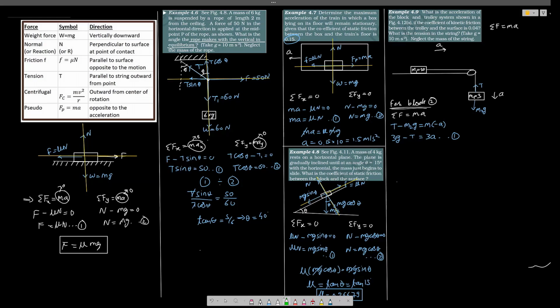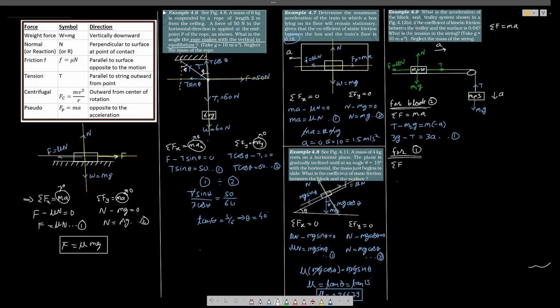Now let's go for block 1. Draw forces. First force, weight force m1g, then normal force. Then tension force will be on right side. See, string same here, so tension will also stay. Okay, and due to this tension, which is in right side, motion will also in right side, so friction force will be on left side, opposite to the motion. F, which is equal to mu N.